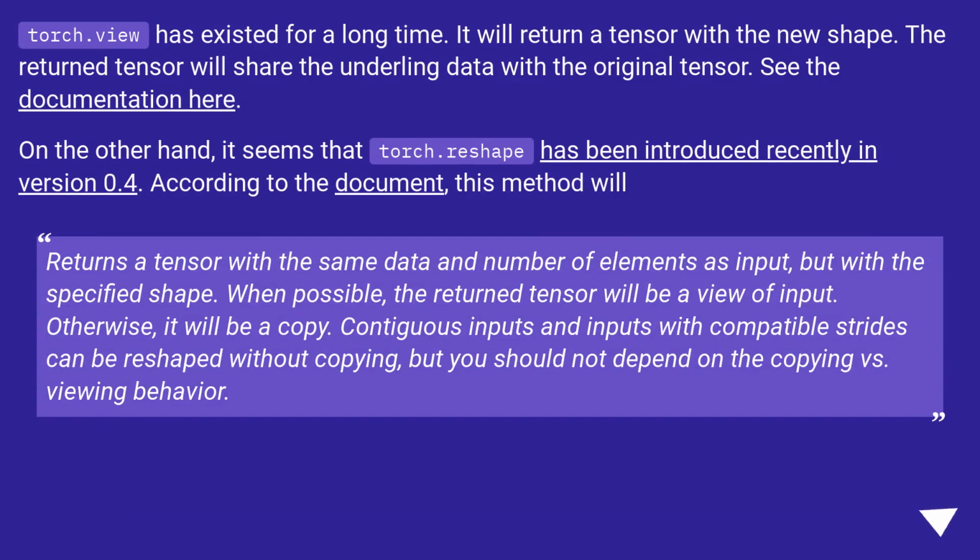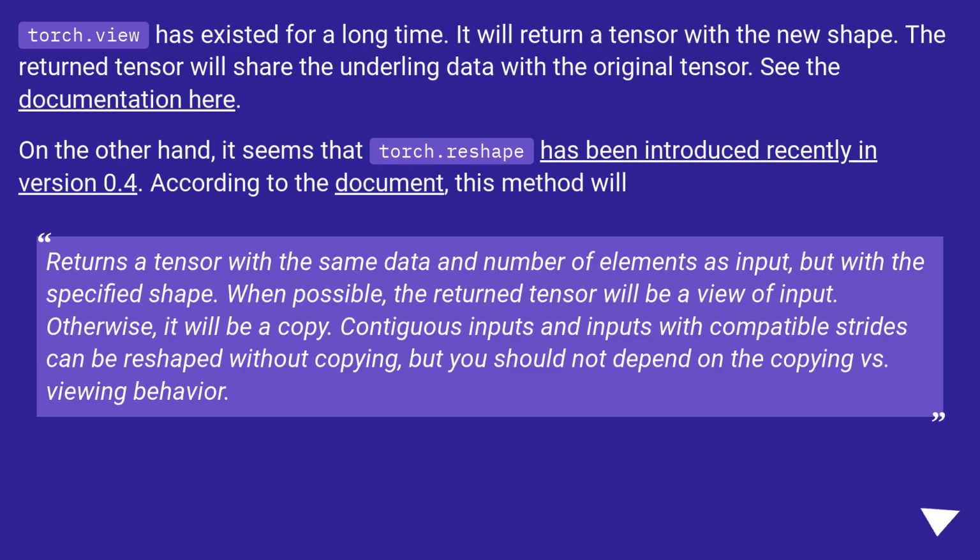Torch.view has existed for a long time. It will return a tensor with a new shape. The returned tensor will share the underlying data with the original tensor. See the documentation here. On the other hand, it seems that torch.reshape has been introduced recently in version 0.4.